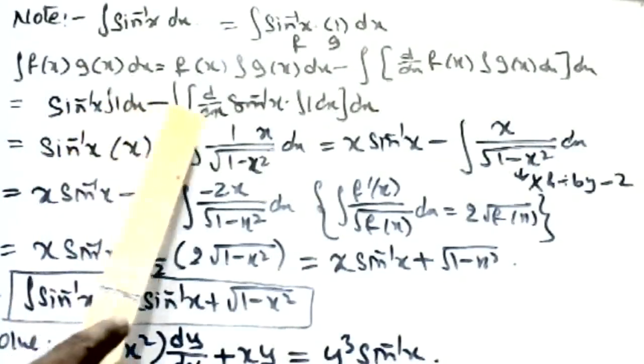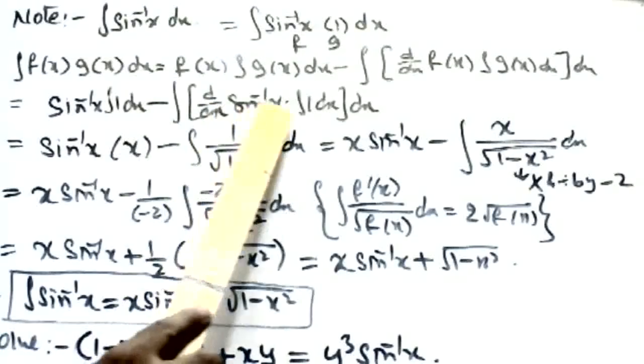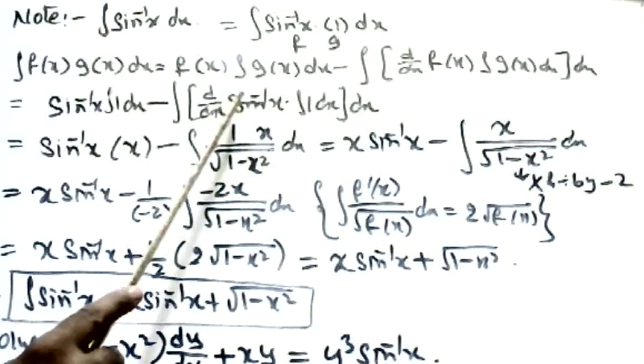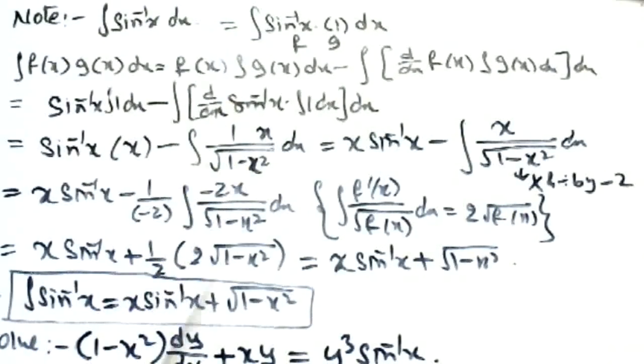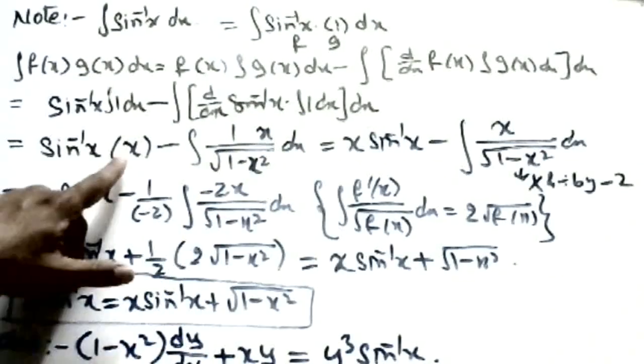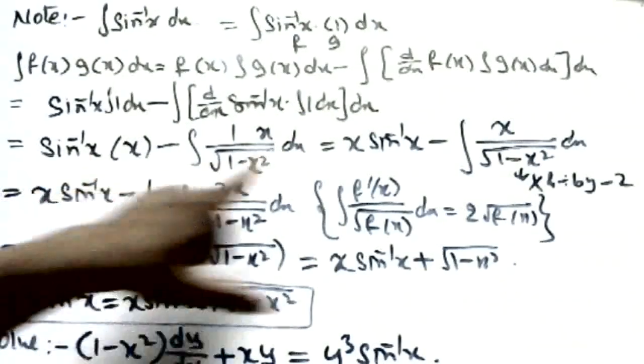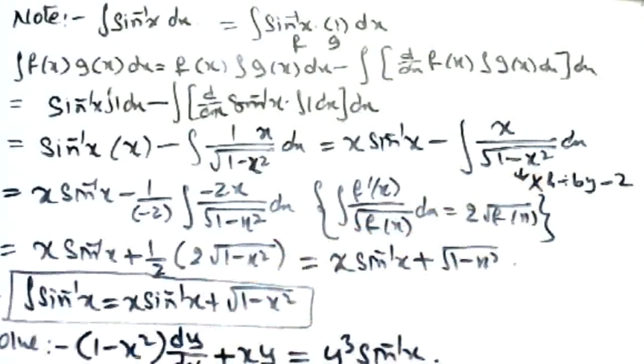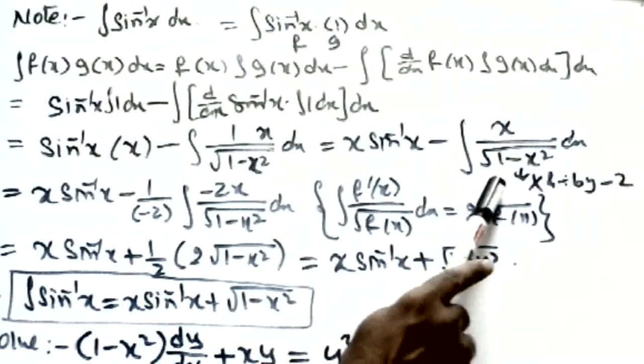Let's use the formula: f of x integration of g of x minus whole integration d by dx of f of x integration of g of x dx whole dx. Now integration of 1 is x. D by dx of sine inverse x is 1 by under root of 1 minus x square. Now you write this x here: x sine inverse x minus integration of x by under root of 1 minus x square.